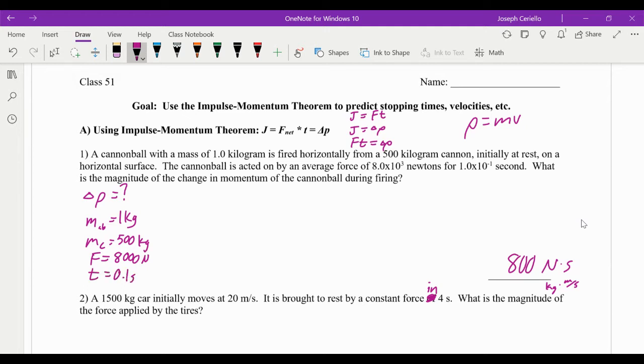All right, so I think we can use the equation F times T equals delta P. We're just looking for delta P. So we have 8,000 newtons times 0.1 seconds equals delta P. That comes out to be 800 newtons times seconds.